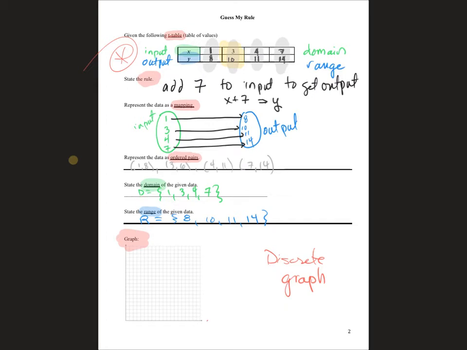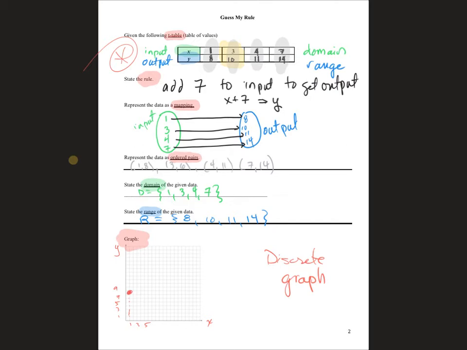So if I look at my X values versus my Y values, and it doesn't matter how you're counting, I could go ahead and count by ones and just label these. And I would plot my points. Now I'm in the first quadrant because my X values and my Y values are both positive. So when X is 1, Y is 8. So let's see if I can count that. 1, 2, 3, 4, 5, 6, 7, 8.